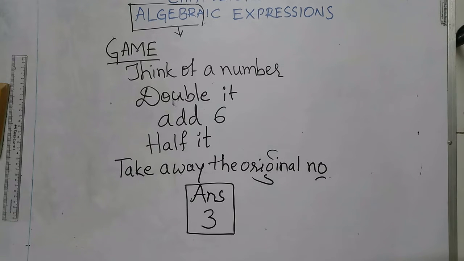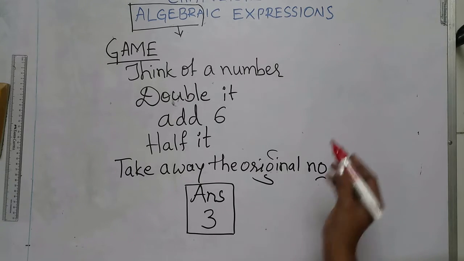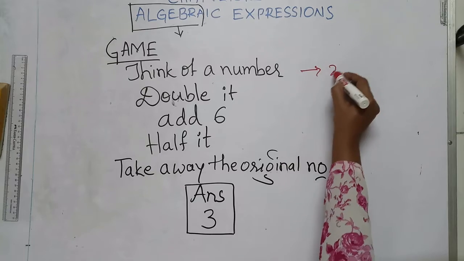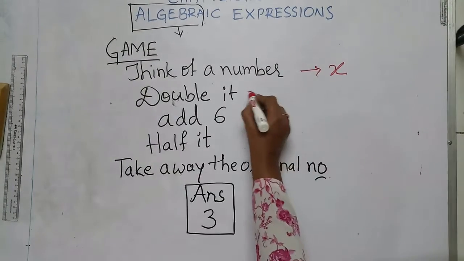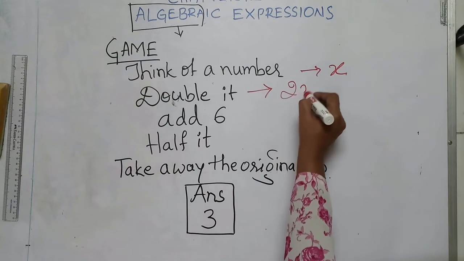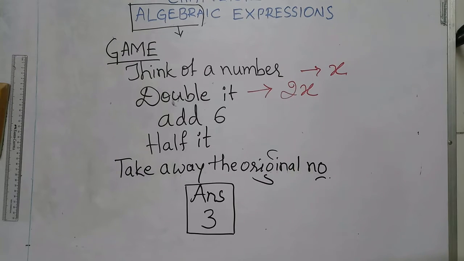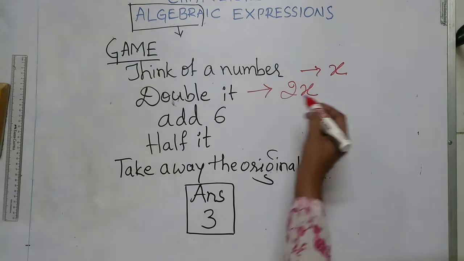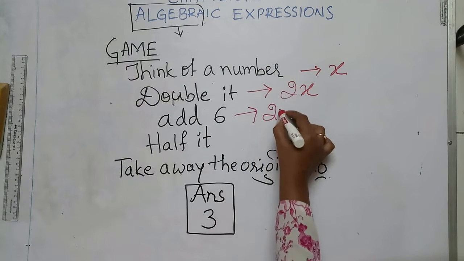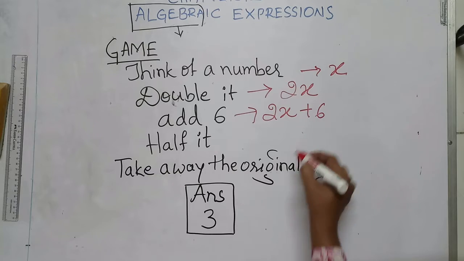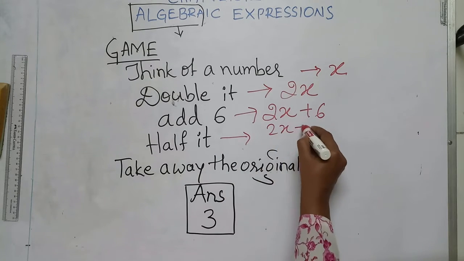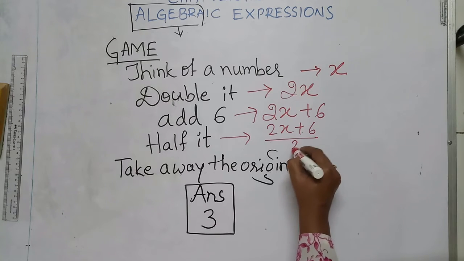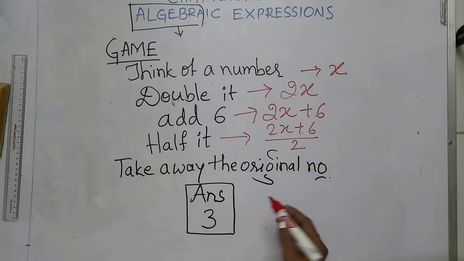Let us think of this whole game with the help of algebra now. Let us take the number we thought of as a variable x. Double it is nothing but twice that x. Correct? Add 6 to that number, that means 2x plus 6. Half it is nothing but dividing the whole result by 2. So 2x plus 6 by 2.